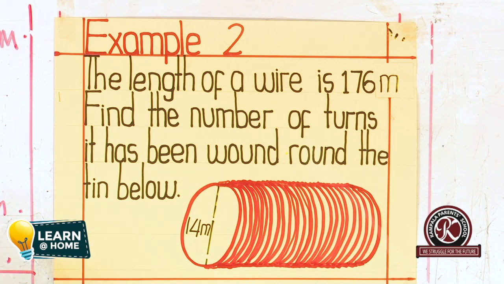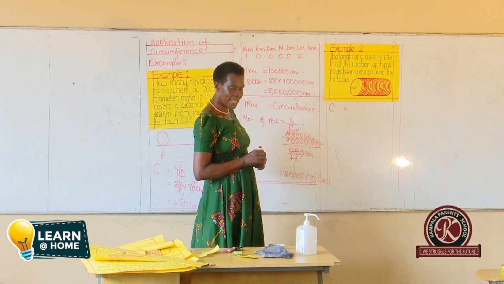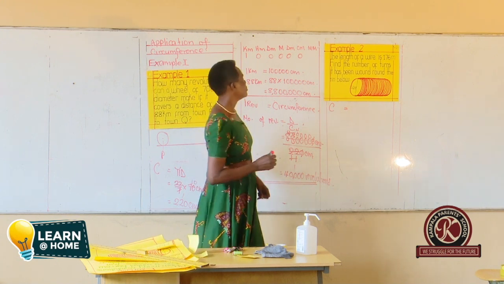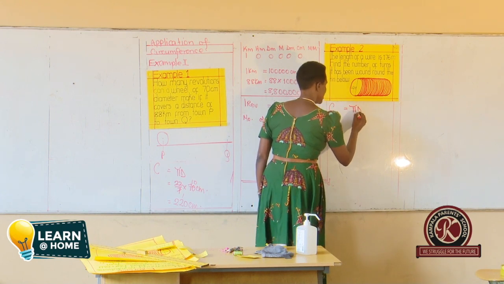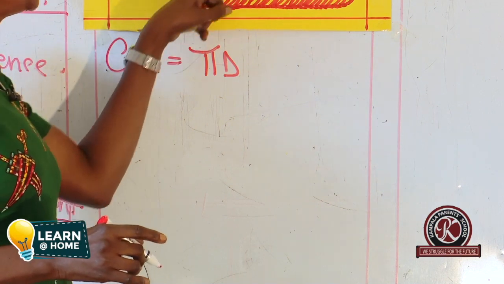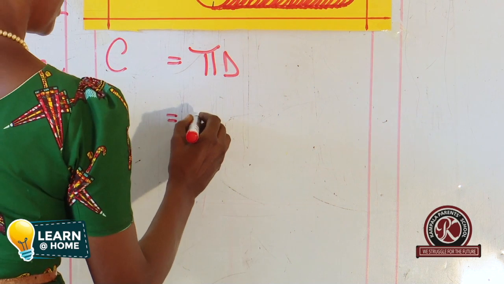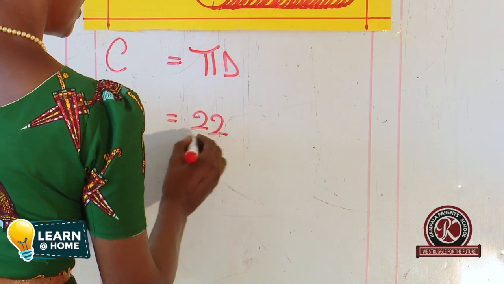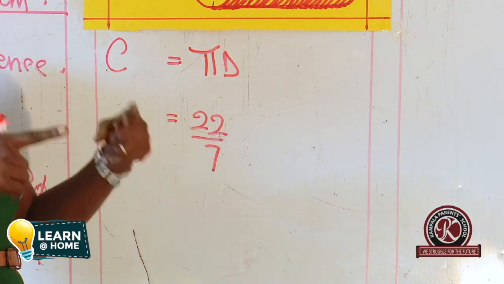Good, Ashley. We are starting with the circumference. So we say circumference equals, which formula are we using? Ashley again. Pi d. Pi d. Because they have given us the diameter of this tin. So what are we going to have there? We have 22 out of 7. Why are we using 22 out of 7? Those were the questions coming.